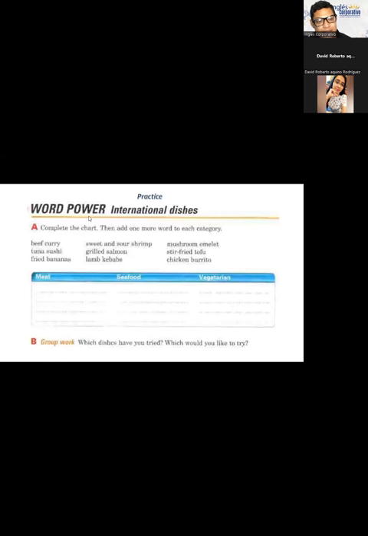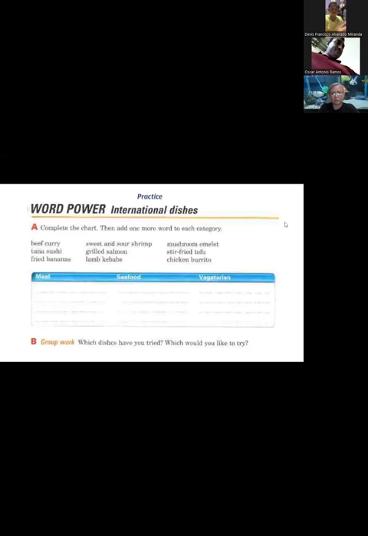We're going to work on the following exercise, and I need your help. It says that you have to complete a chart and then add more words to each category. We have meat, we have seafood, and also vegetarian. So you have to separate the dishes according to the category. And if you want to add an extra dish to the list, you can do it too.